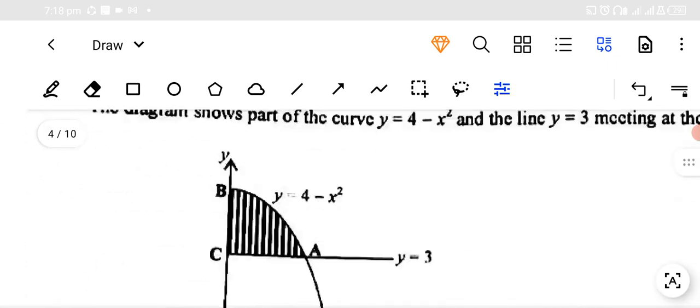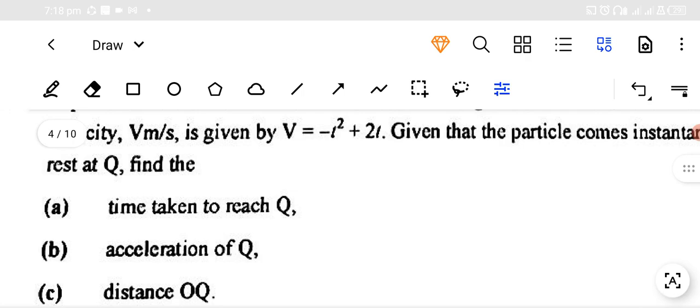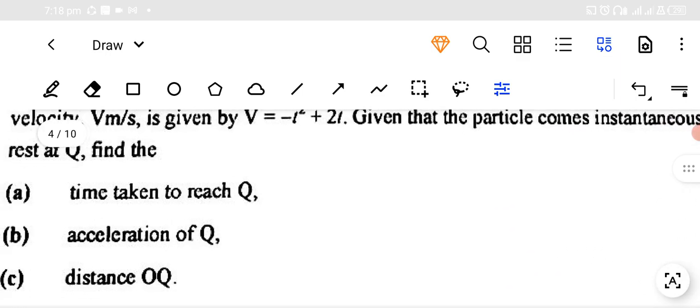And then we have B, acceleration at q. So here, if you don't know what you're doing, you can find different answers. So we have acceleration at q. What do we do to find the acceleration at q?